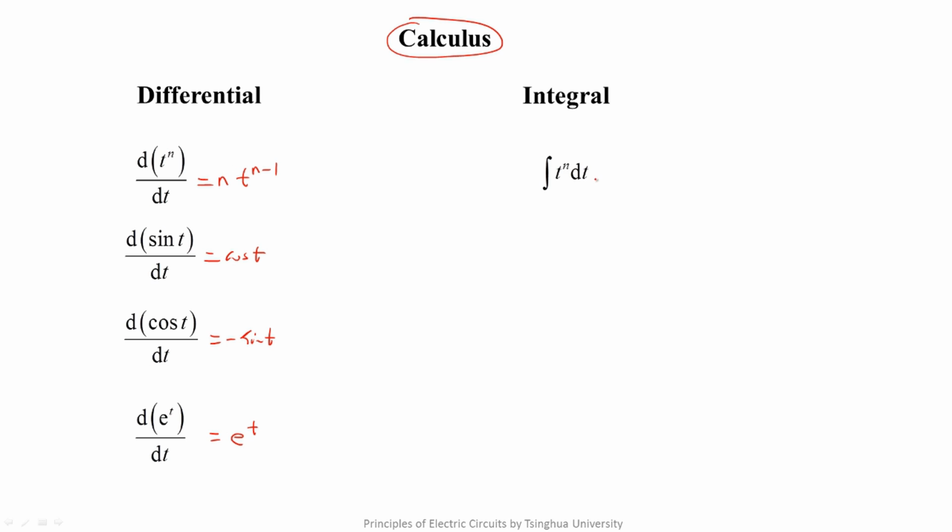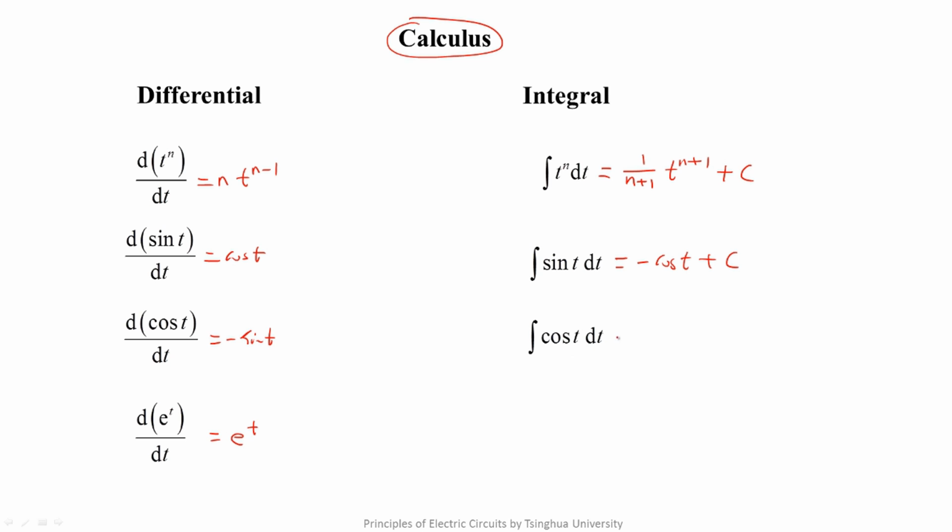Then we can use the equations on the left to calculate the integral of t to the power of n, which is 1 over 1 plus n times t to the power of n plus 1, because the differential of this function is t to the power of n. If the upper and the lower limits of the integral are not given, then we should add a constant here. Because the differential of a constant is always 0, the existence of the constant doesn't influence the result of the differential. Similarly, the integral of sine t equals minus cosine t plus c, because the differential of cosine t equals minus sine t.